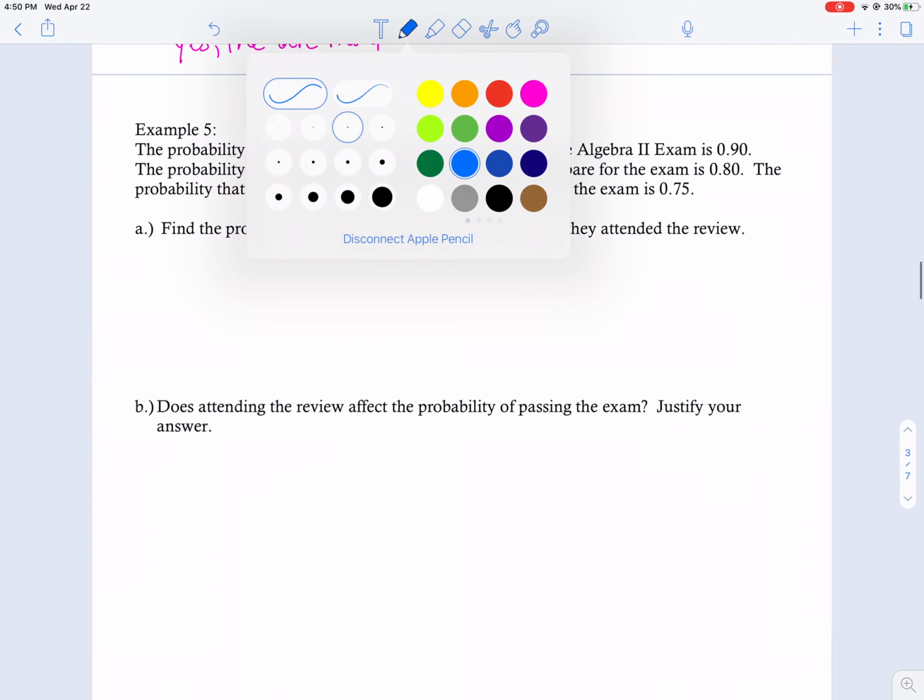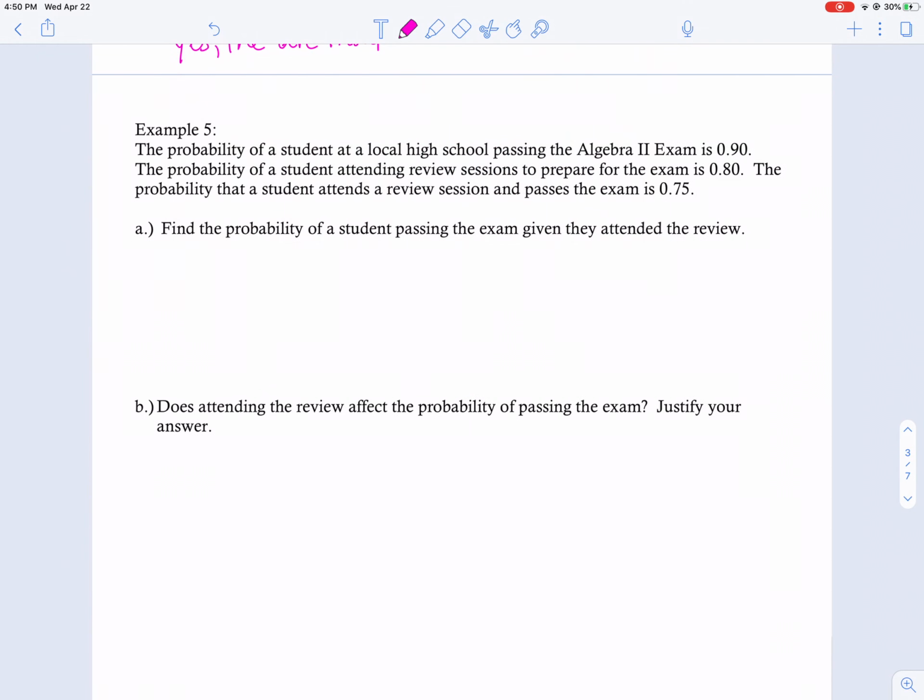Okay, I'm going to do one more with you. So let's talk about this one. This is saying the probability of a student at a local high school passing the Algebra 2 exam is 0.9, and the probability of a student attending a review session to prepare for that exam is 0.8. The probability that a student attends the review session and passes the exam is 0.75. The first question says, find the probability of a student passing the exam given they attended the review.